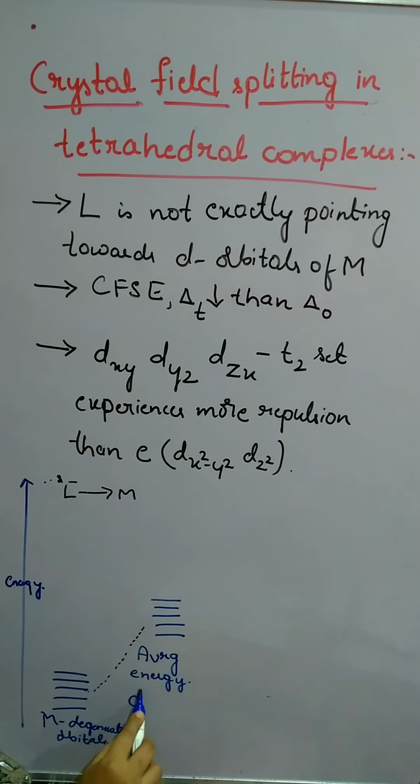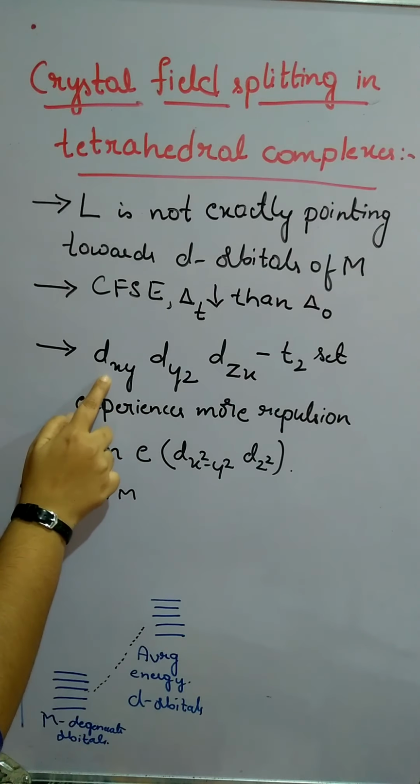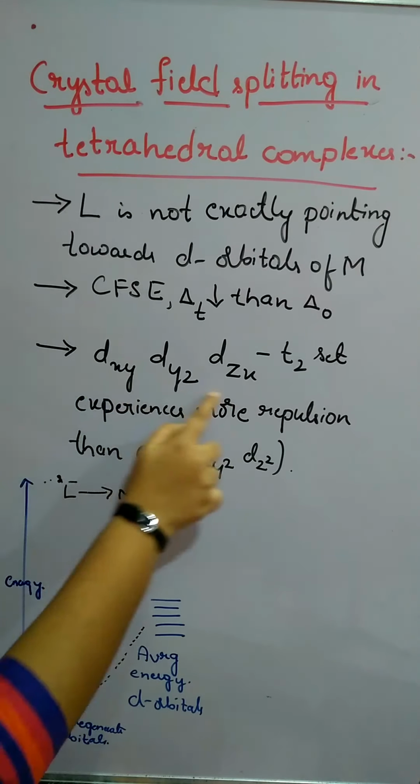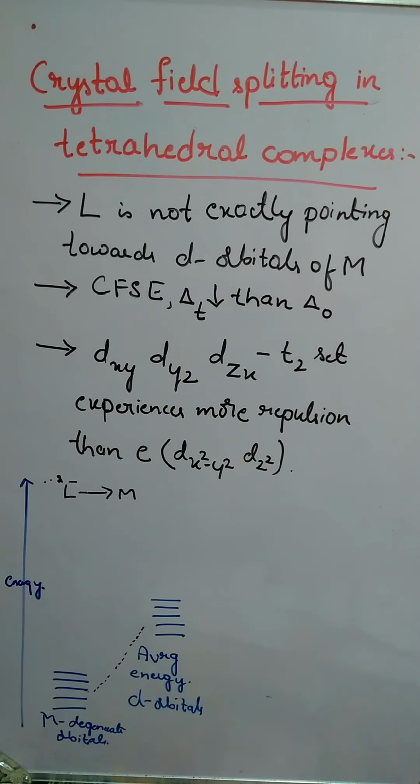When the metal comes very close, these orbitals of the metal will be very close to the ligands. Because of which they will experience more repulsion, and if they experience more repulsion, they are going to increase in energy.